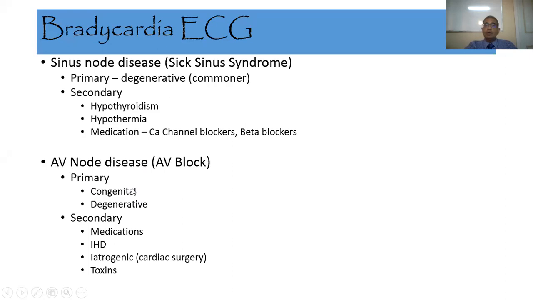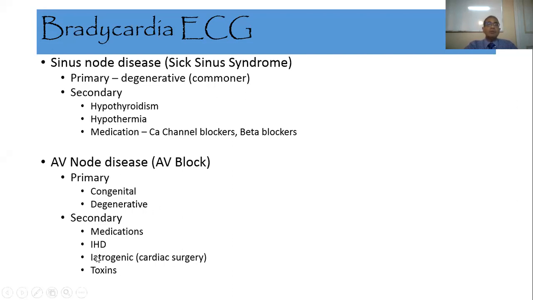They might have slow heartbeats, and at birth they will have heart blocks. Again, there's some degenerative component there. So there are some people who, as they get older, the degenerative changes take place, and they get heart blocks. Secondary causes are not uncommon at all. Then again, medication is important. Ischemic heart disease is another important cause of acquired secondary AV node disease.